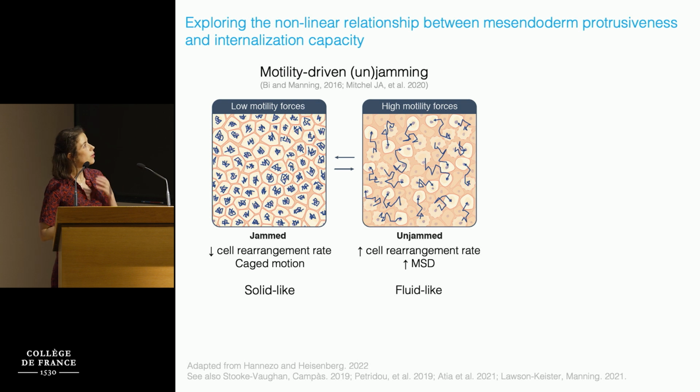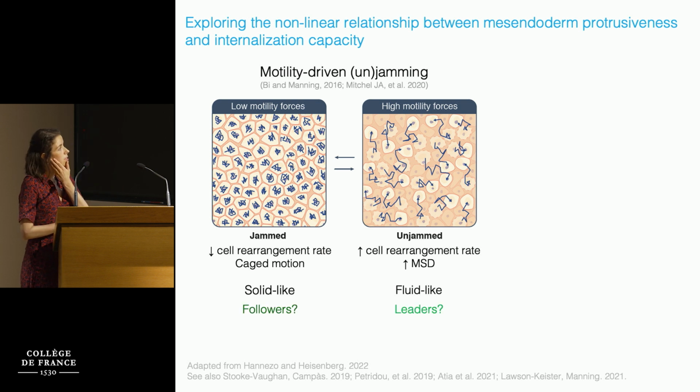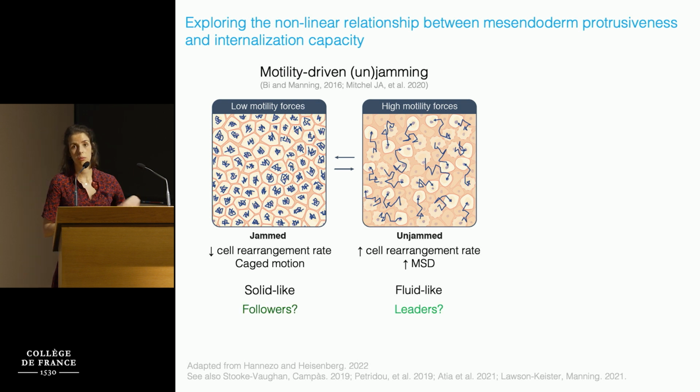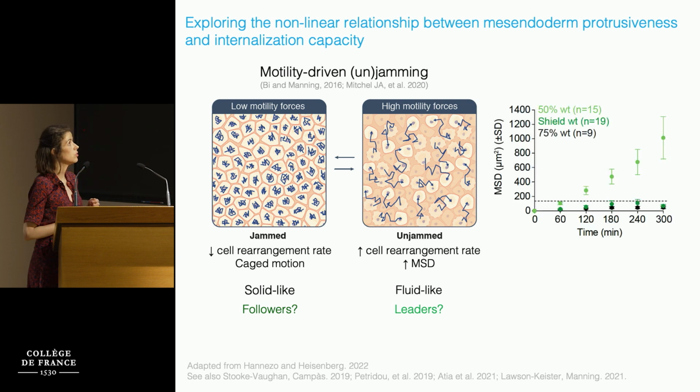So our reasoning was, maybe the leader cells are just above the threshold, so they behave as fluids, they drive rearrangements and they internalize on their own. But the later cells, even though their motility is not zero, are just below the threshold. So the exact value doesn't really matter as long as they're below the threshold, meaning that they start to behave in a more solid-like manner. And the key difference between these two populations is this parameter, which is called the mean square displacement. So that's exactly what we measured next.